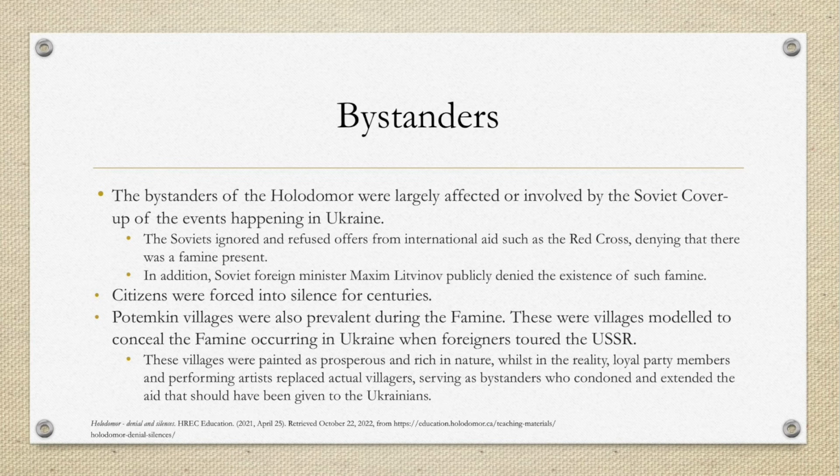Potemkin villages were also prevalent during the famine. These were villages modeled to conceal the famine occurring in Ukraine when foreigners toured the USSR. These villages were painted as prosperous and rich in nature, whilst in reality, loyal party members and performing artists replaced actual villagers, serving as bystanders who condoned and extended the aid that should have been given to the Ukrainians.